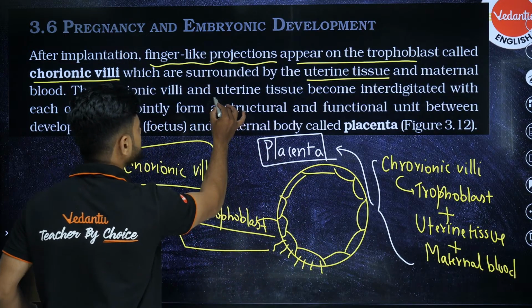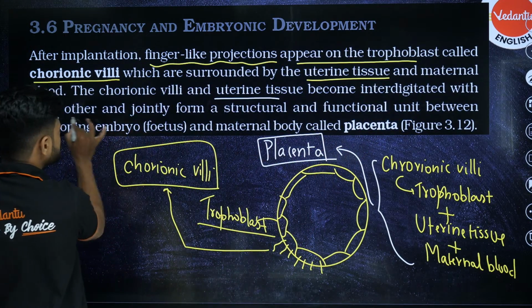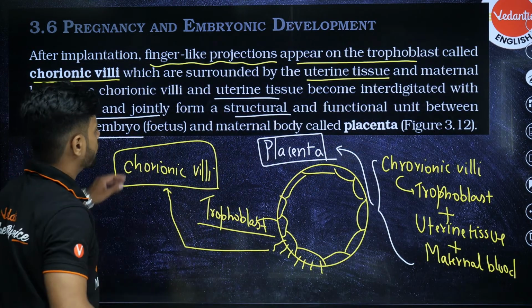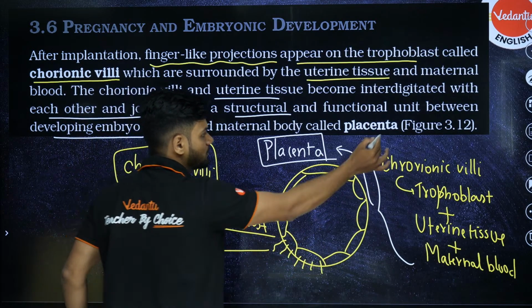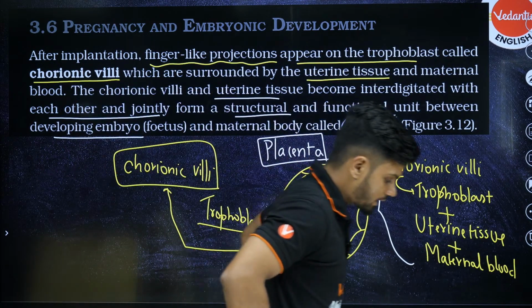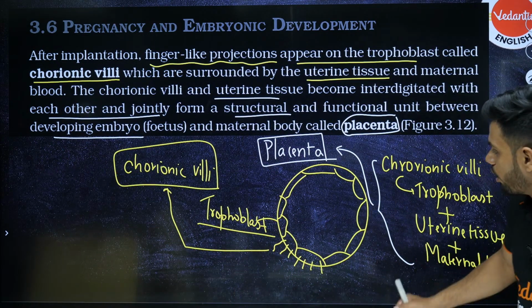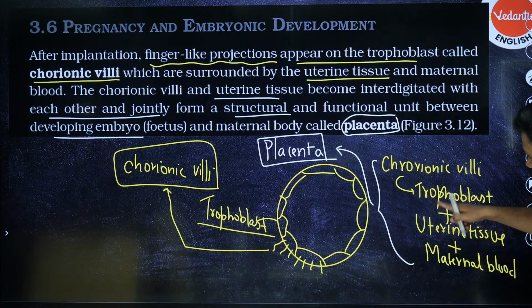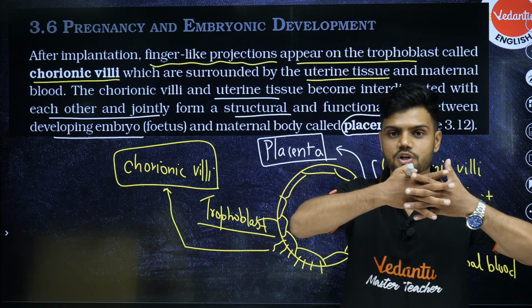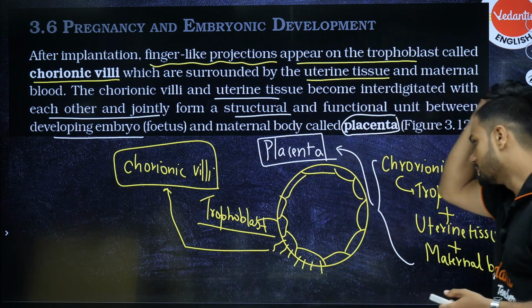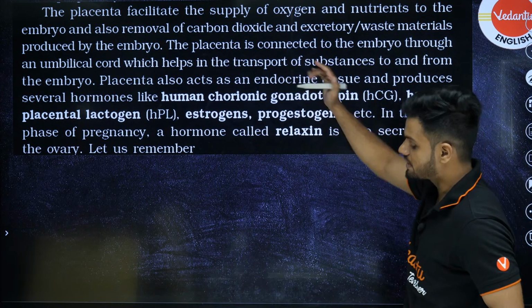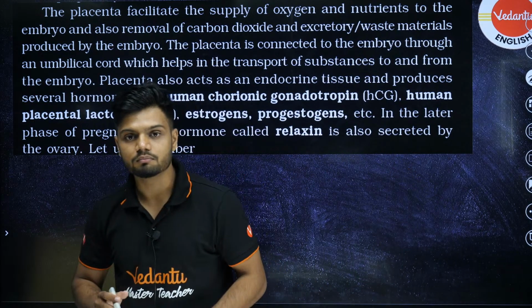The chorionic villi and uterine tissue become interdigitated with each other and jointly form the structural and functional unit between the developing embryo, that is the fetus, and the maternal body, that is the placenta. That is the formation of the placenta. Understood how the placenta is formed? All of these are requirements of placenta formation. Uterine tissue and chorionic villi get completely interdigitated, which results in the formation of the placenta. Done?